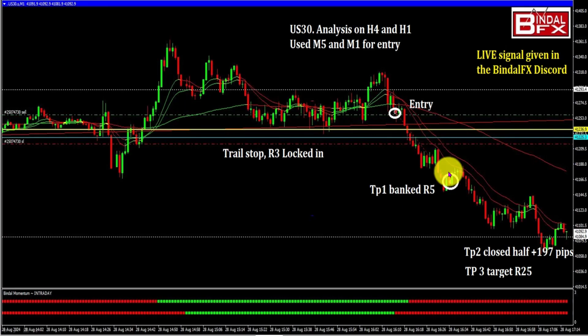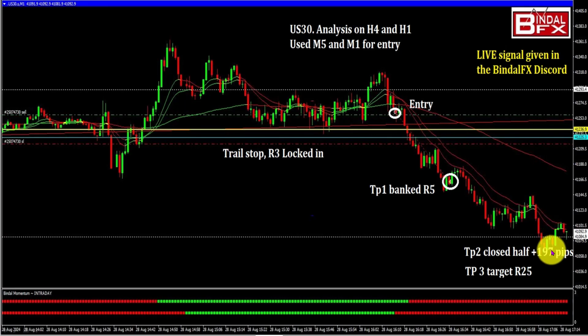My TP1 was banked here at R5. Initially I had a slightly bigger target, but in this case I manually closed at R5. Then I'm moving my stops, as you can see here, which means that for my TP2, R3 is locked in. So from here on, it's basically a free run.